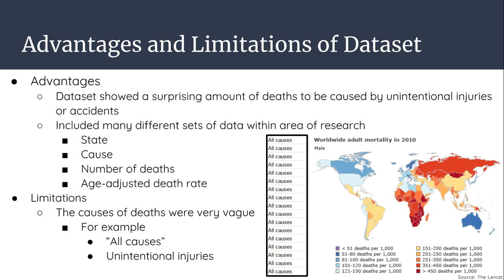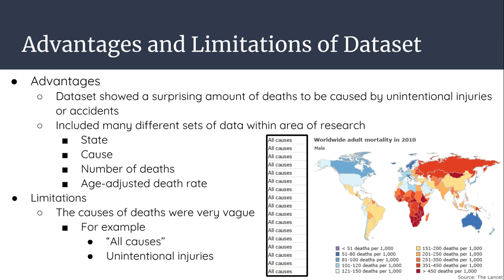Advantages and limitations of the dataset. Advantages: the dataset showed a surprising amount of deaths to be caused by unintentional injuries or accidents. It included many different sets of data within the area of research. So it had states, cause, number of deaths, and age-adjusted death rate, which I showed to you in the first slide. Limitations this dataset had were that the causes of the deaths were very vague.